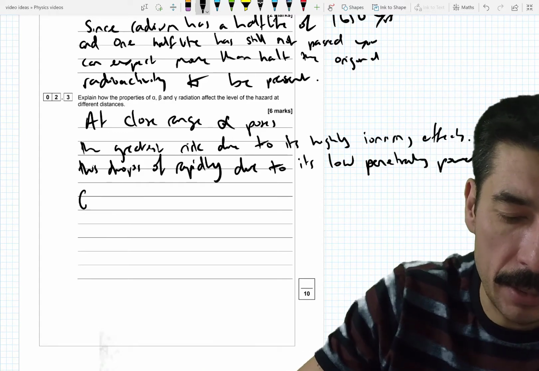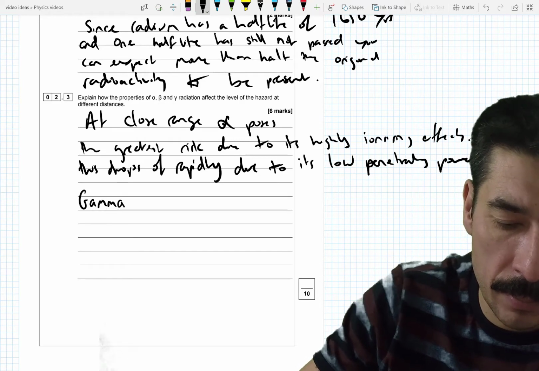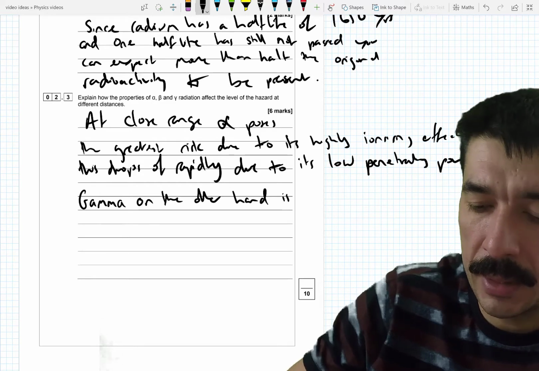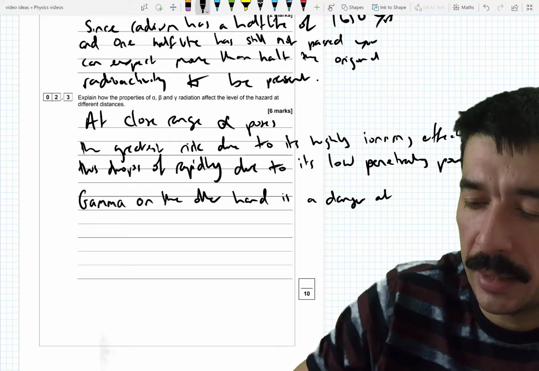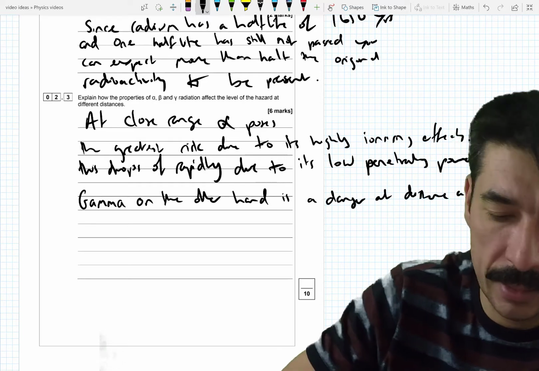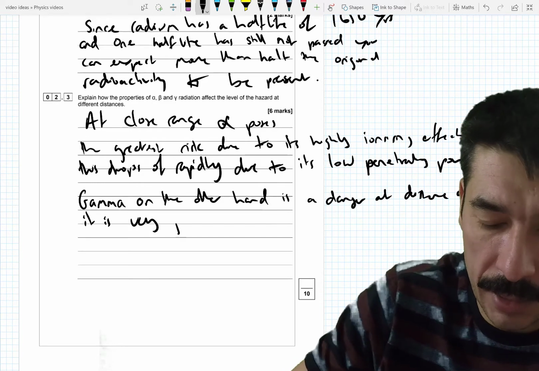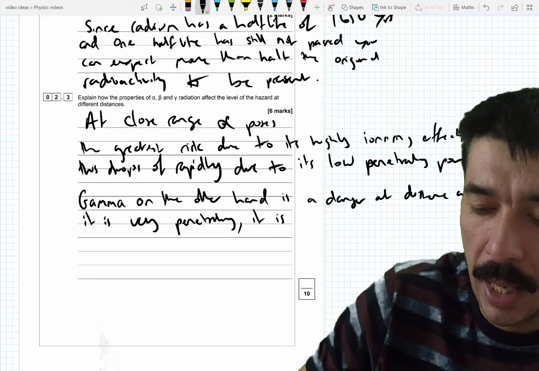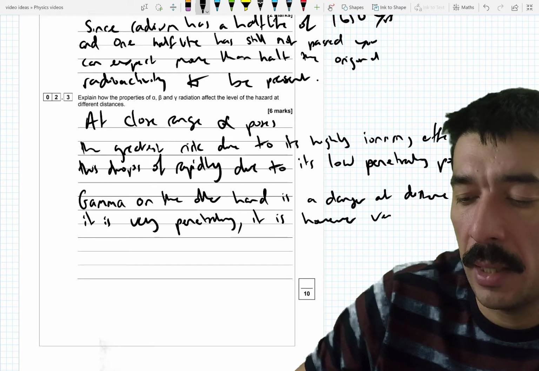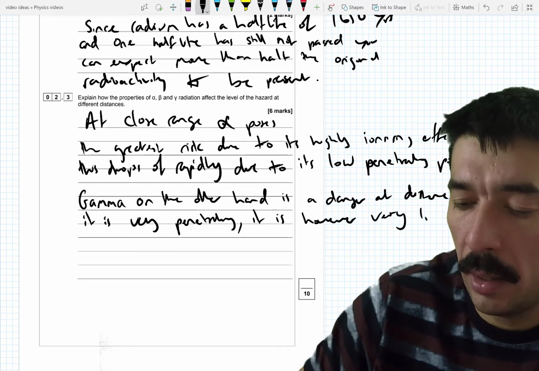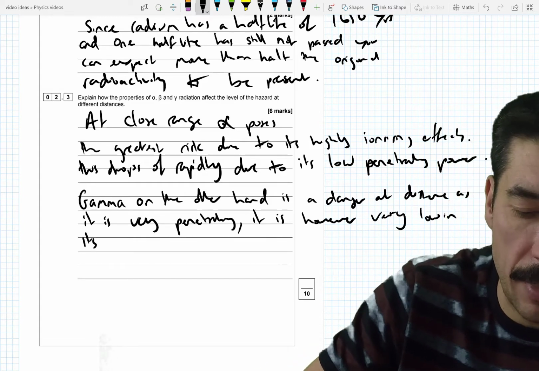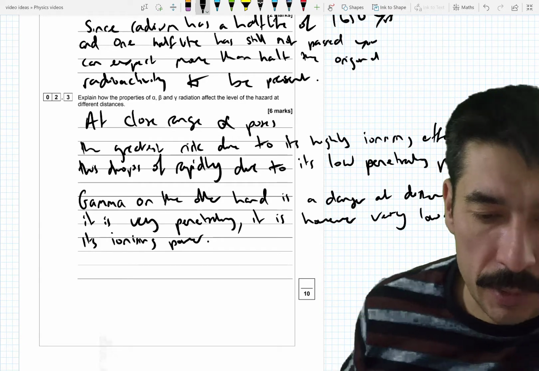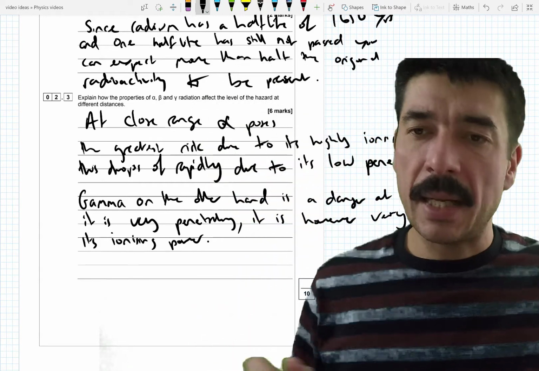Gamma, on the other hand, is a danger at distance, as it is very penetrating. It is, however, very low in its ionizing power. Full stop. Okay, so beta is exactly in the middle of both of these things.